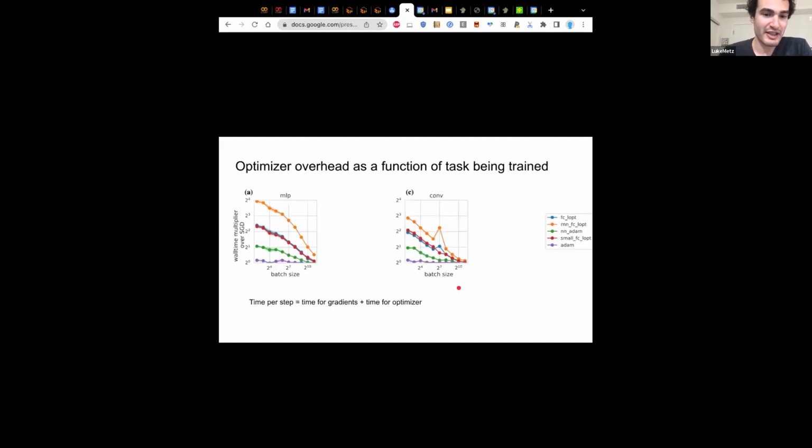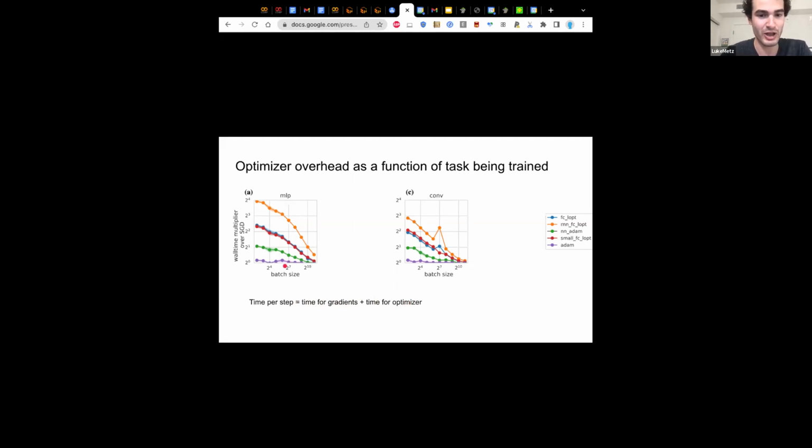So in addition to understanding how the features of the learned optimizer scale, we also wanted to understand how the tasks we apply them to change the calculus of when you might want to use a learned optimizer or not. So first, we can look at batch size. Now, as I said before, the time per step is the time to compute gradients plus the time to run the optimizer. And when we increase the batch size, we're increasing the time it takes to compute the gradients by potentially a lot. And thus the time it takes for the optimizer stays constant and the overhead shrinks.